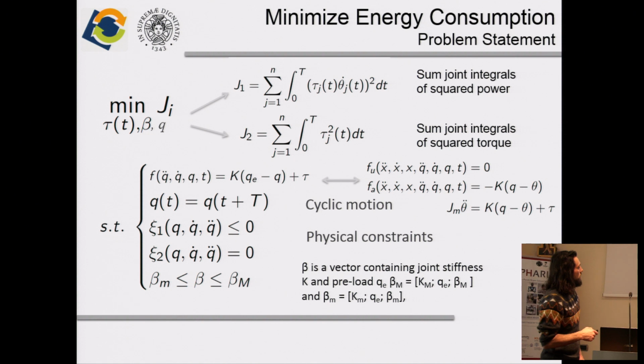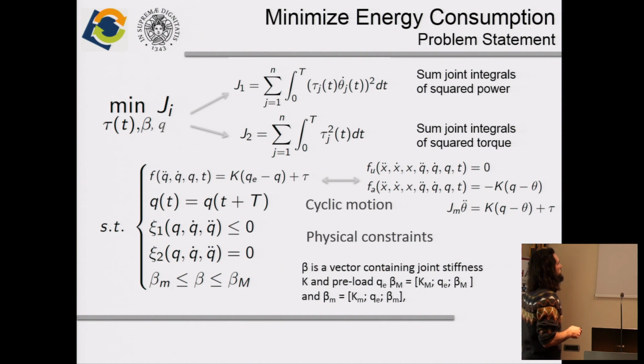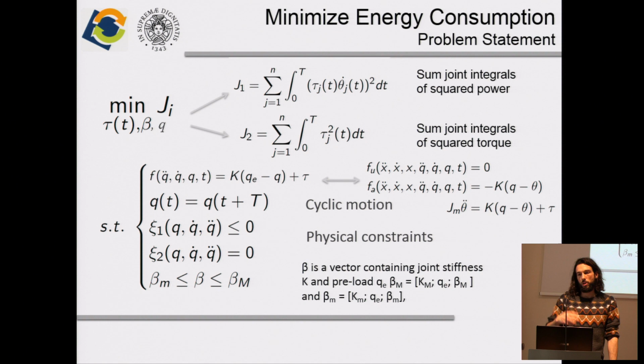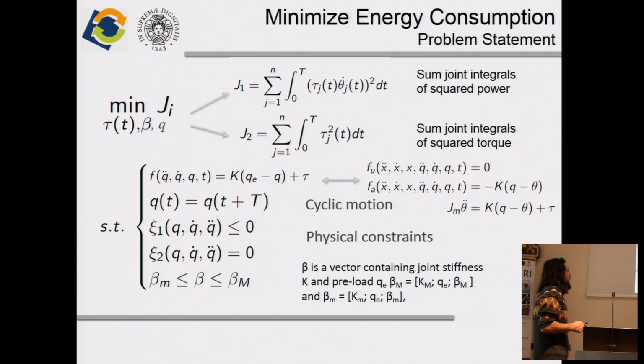Okay, let's see how the problem formulation appears. The index we used in this study case is, as I told, the squared power or the squared torque. Of course, there is this sum. That means that we want to minimize the sum of the power or torque of all the actuators of the system.